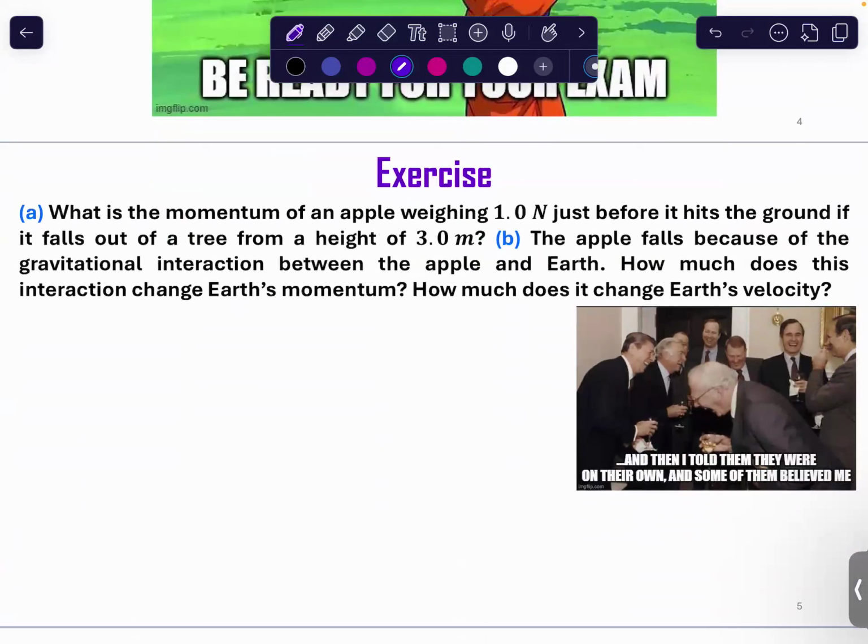So let's look at a problem. What is the momentum of an apple weighing 1 Newton just before it hits the ground if it falls out of a tree from a height of 3 meters? Okay, so what do you think we're looking at here? The apple starts at rest, it has a final velocity. The problem tells us an apple isn't moving and then it's moving. Right, so is it going to be P equals mv, or is it going to be something else?